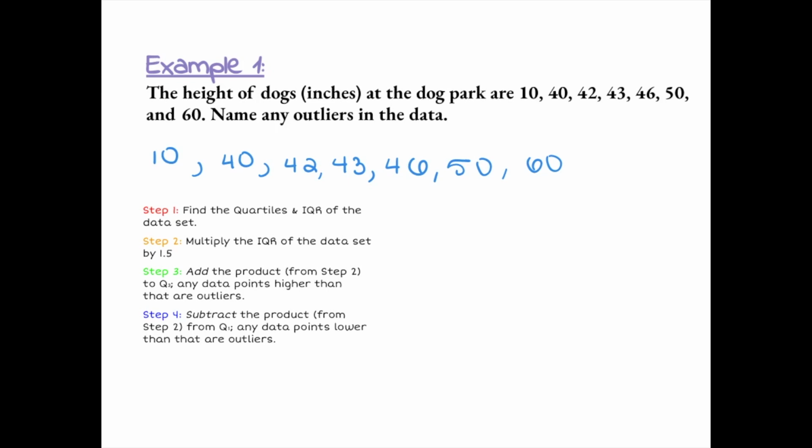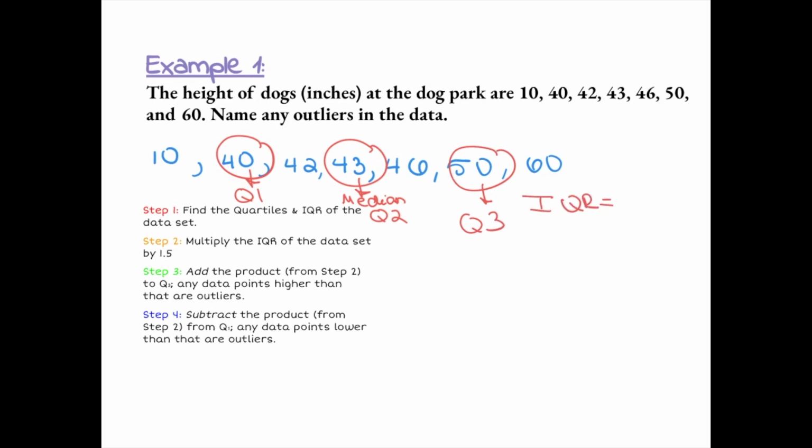So first we want to find the median, and 43 is the number that falls directly in the middle. So this is our median, which is also known as quartile 2. Now if I look at the left side of the data, the number that falls in the middle is 40. So 40 is our quartile 1. If I look at the right side of the data, the number that falls in the middle is 50. So 50 is our quartile 3. That means our IQR, which is quartile 3 minus quartile 1, is 10. 50 minus 40 is 10.